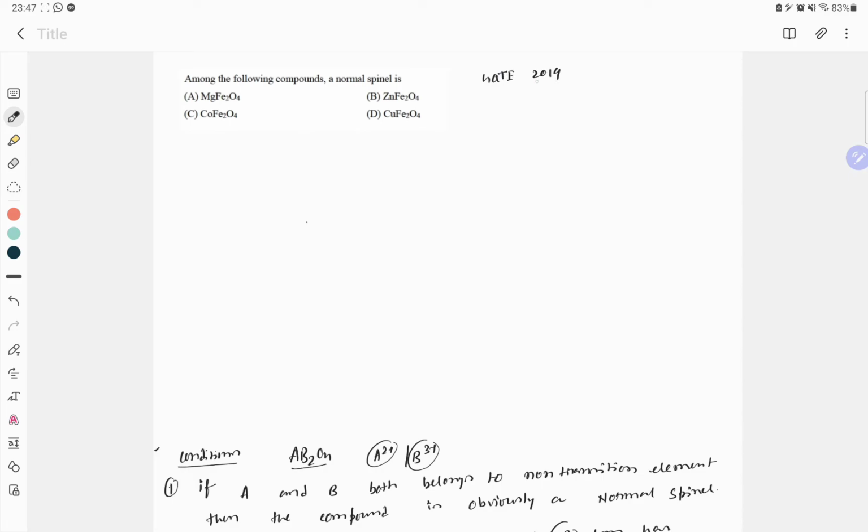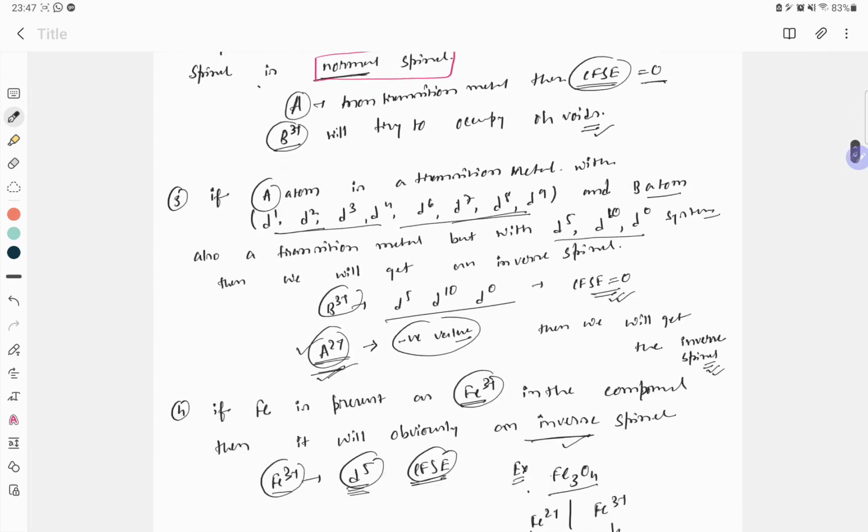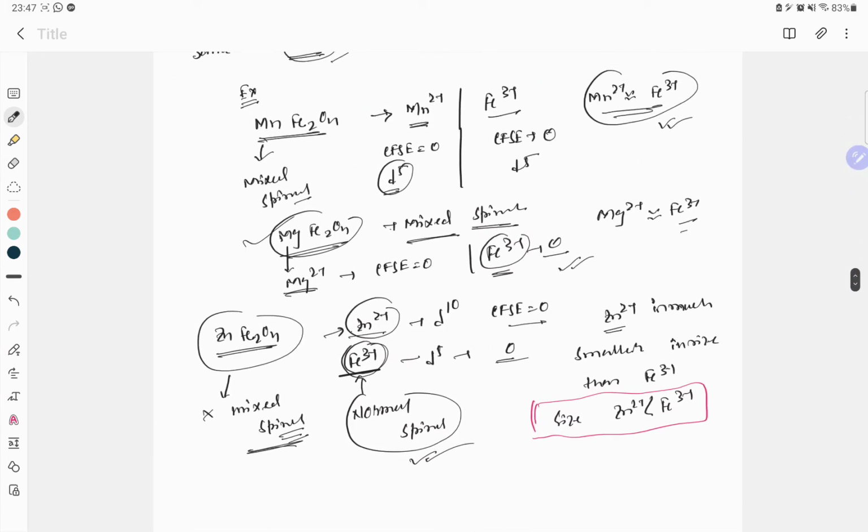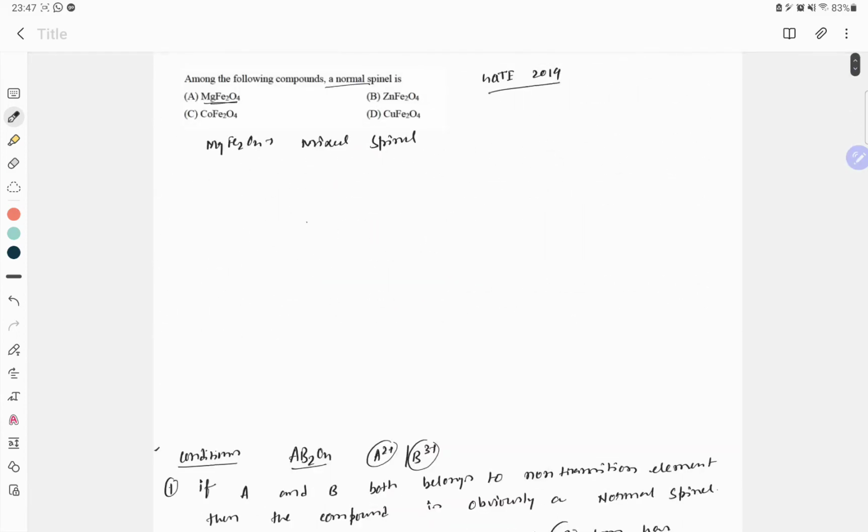Now we'll do a question that came in GATE 2019. What is the question? Among the compounds, which one is a normal spinel? MgFe2O4. We learned now that MgFe2O4 is a mixed spinel.